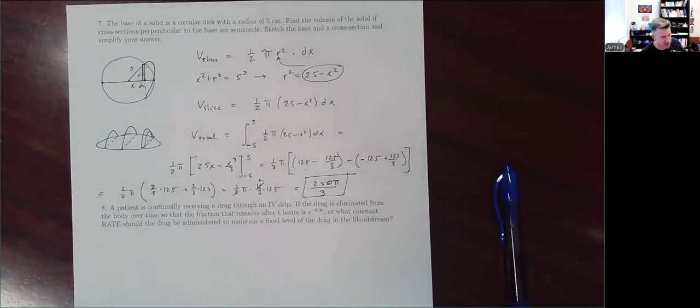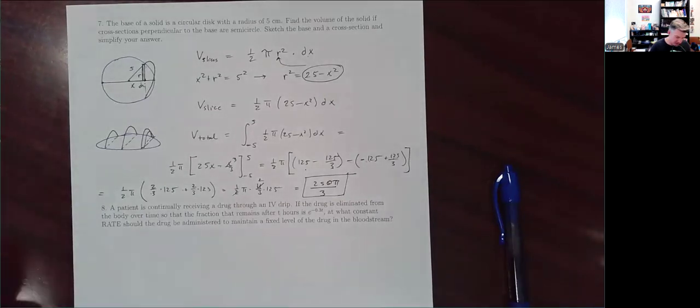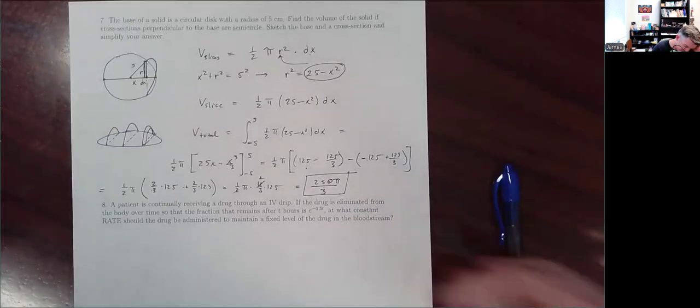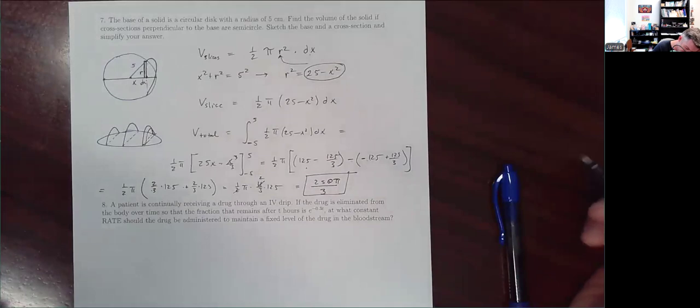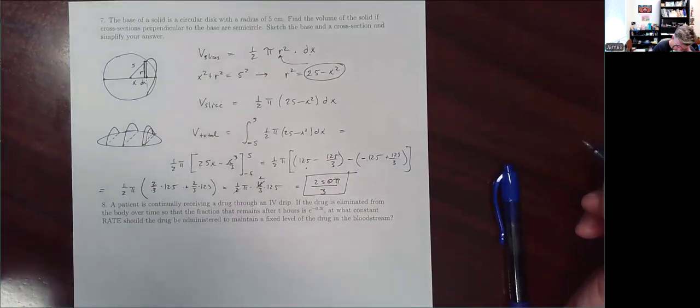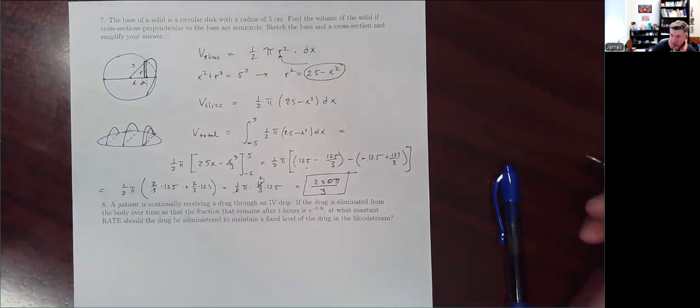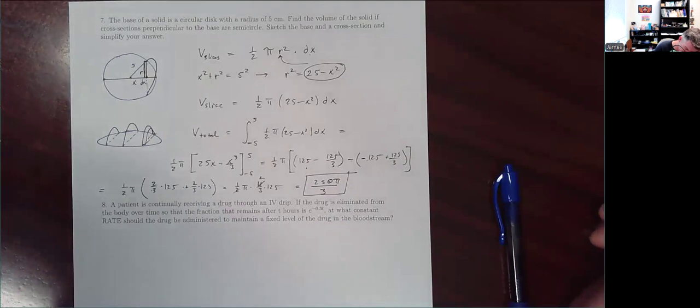Oh, this last problem. Okay. A patient is continually receiving a drug through an IV drip. If the drug is eliminated from the body over time, so the fraction that remains after T hours is e to the negative 0.3 T, at what constant rate, so we're trying to find R of T, should the drug be administered to maintain a fixed level of the drug in the bloodstream?